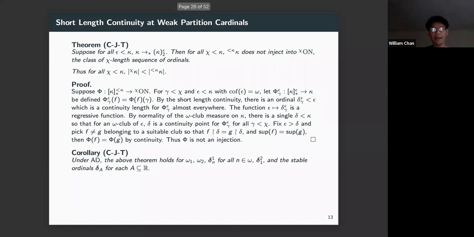So as a corollary, we have that under AD, all these continuity results and this cardinality result here hold for the familiar weak partition cardinals of AD, including omega 1, omega 2, the projective ordinals delta 1,n, delta 2,1, as well as the stable ordinal delta A.